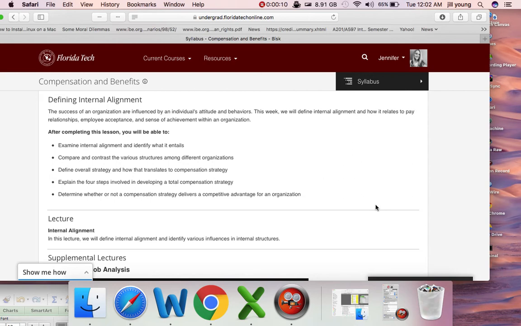For this week, we're going to define what internal alignment is, and it really is analyzing the skills and competencies needed for a position, how those positions are related to each other, and how pay is determined and connected to each type of position. So think of it like the organizational structure.